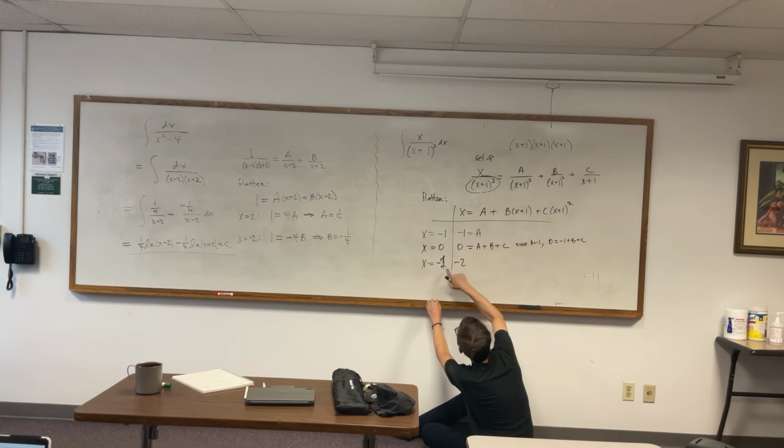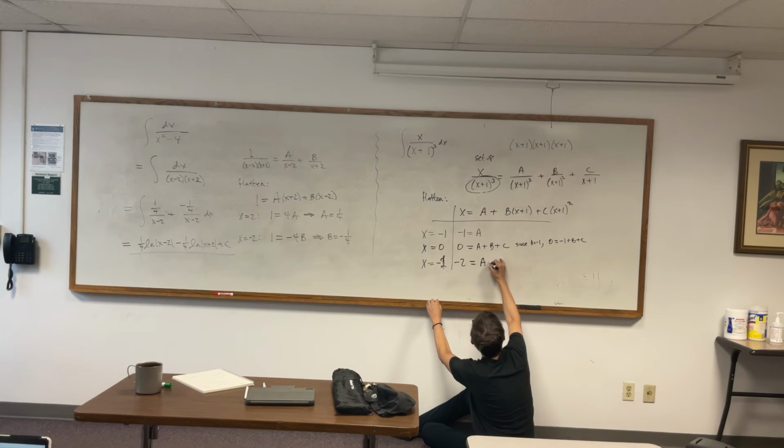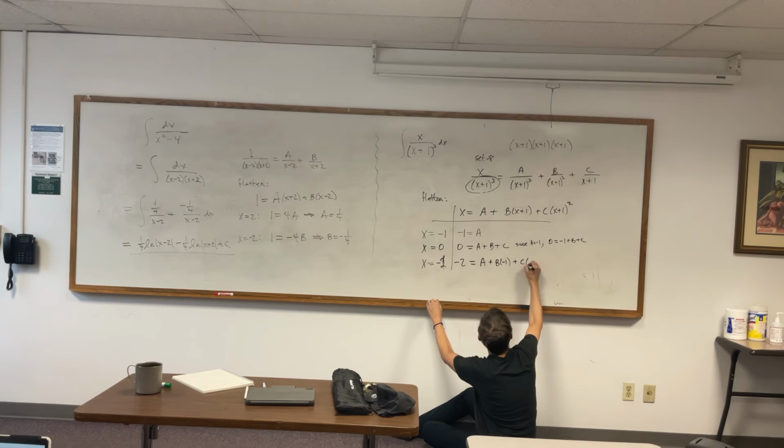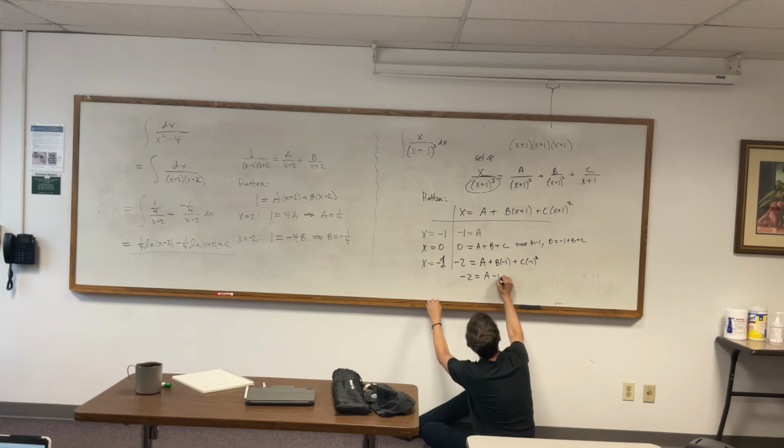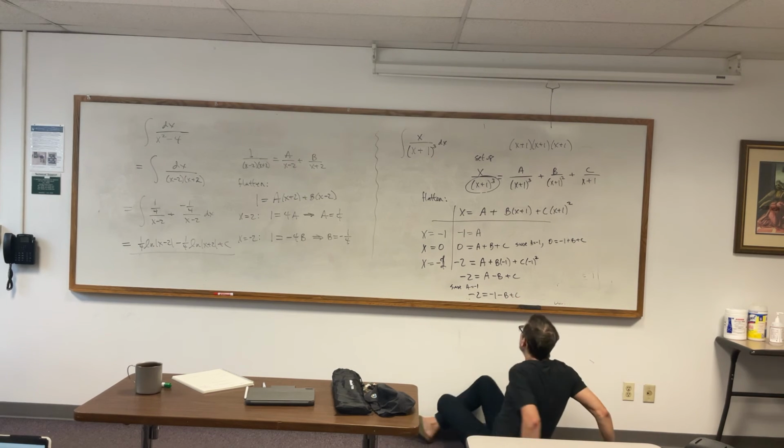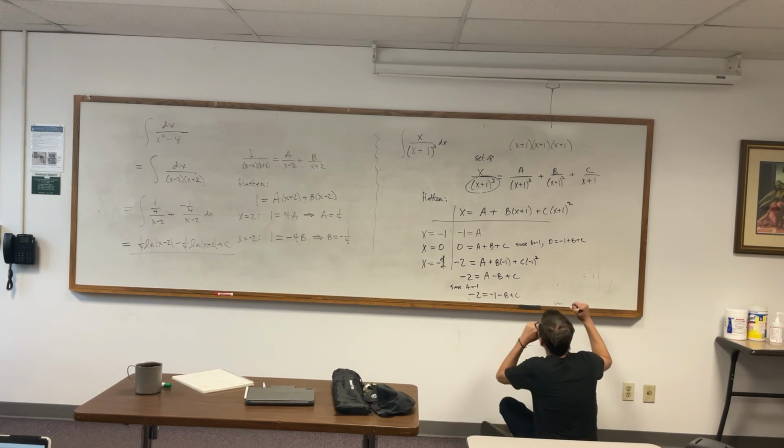So notice how this left side is changing as I change x. So it's negative 2 equals a plus b times negative 1 plus c times negative 1 squared. So we have negative 2 equals a minus b plus c. And I know what a is. So since a equals negative 1, this is negative 2 equals negative 1 minus b plus c. And let's put that over here with our buddy.